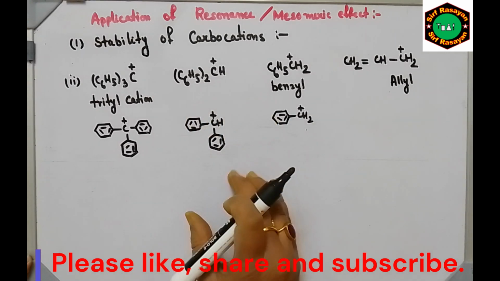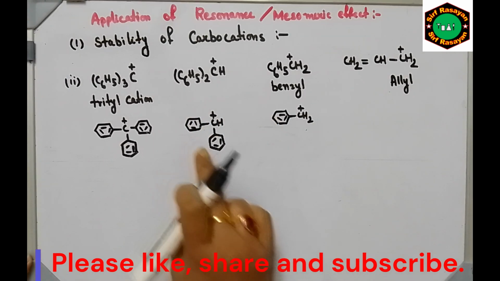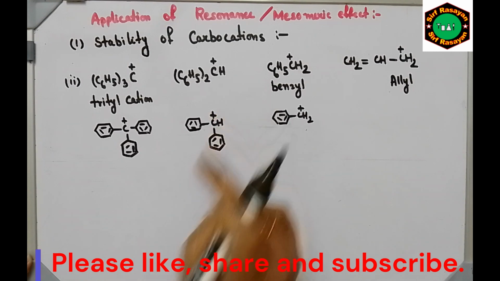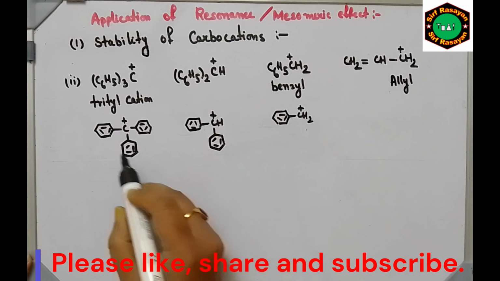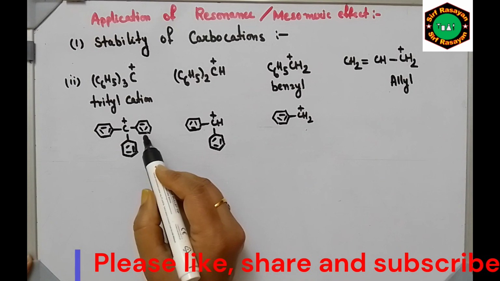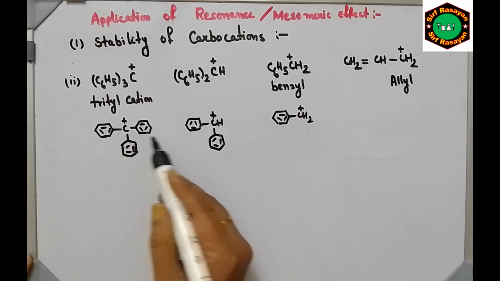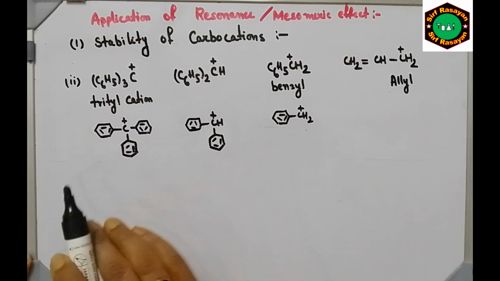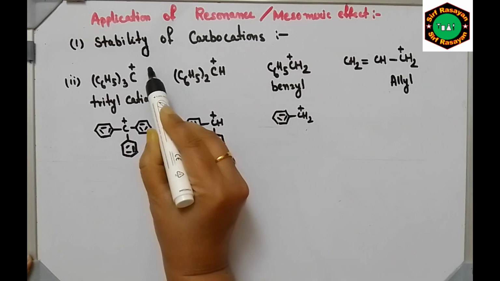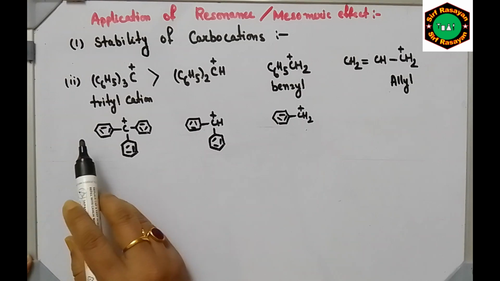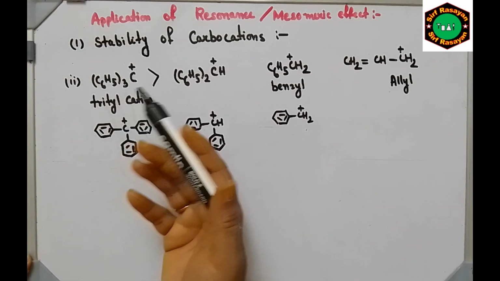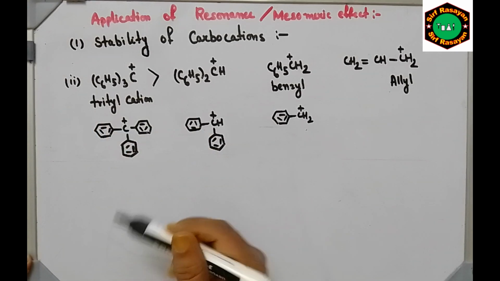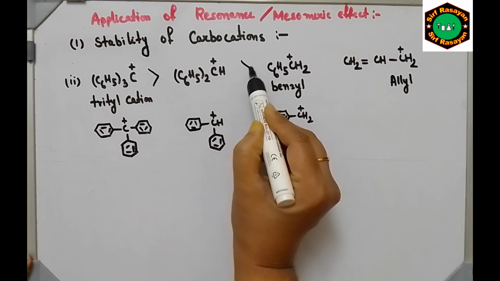Here more resonating structures are there because 2 benzene rings are in conjugation with the positive charge. Here 3 benzene rings are in conjugation with the positive charge. So more number of resonating structures. Between these 3, if you compare, this is the most stable one. This is so stable that its salt you can isolate. Next this one, then this one.